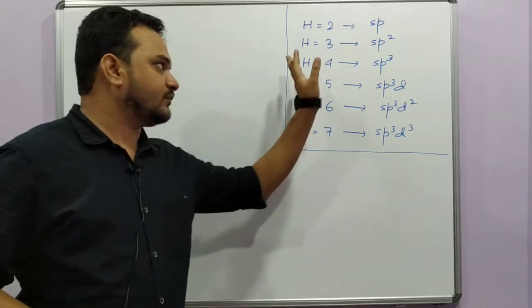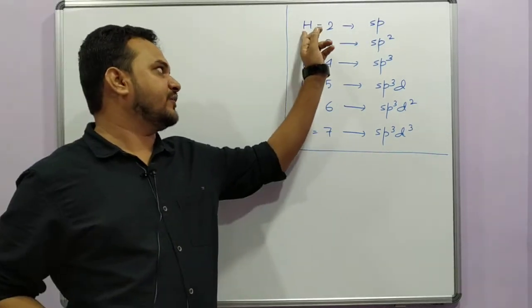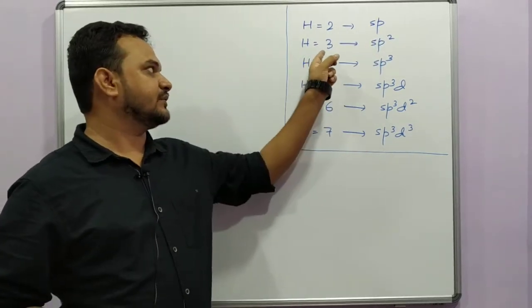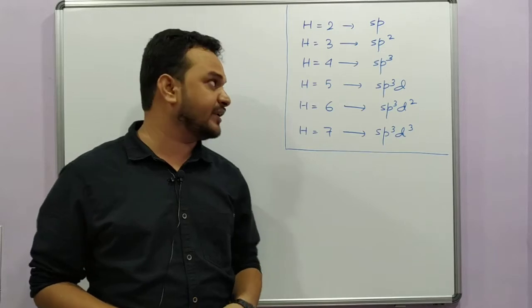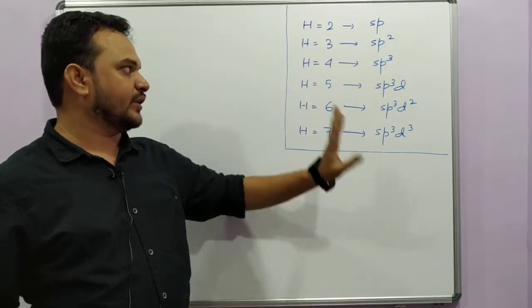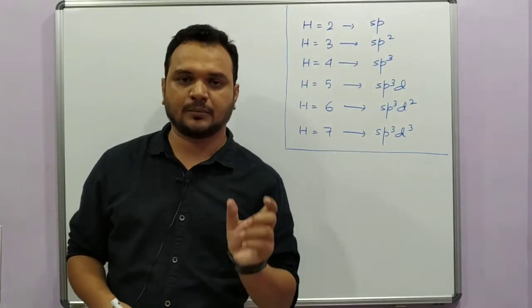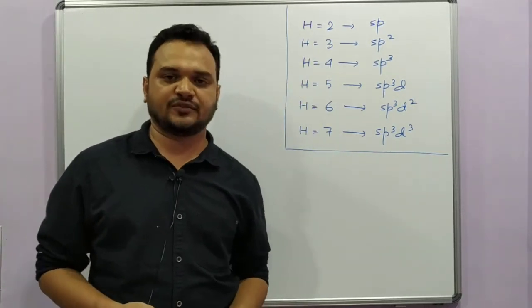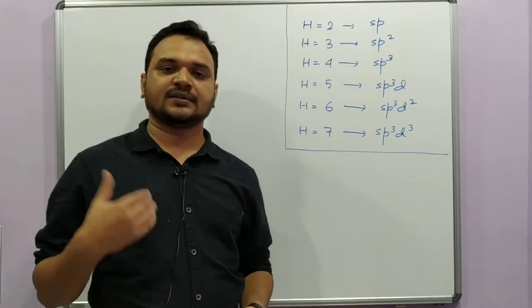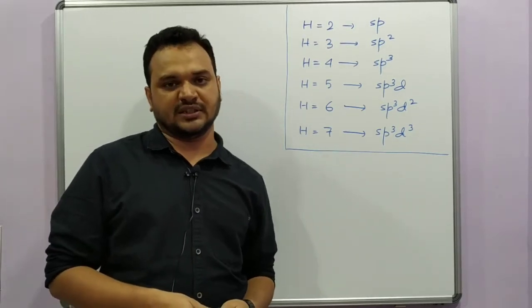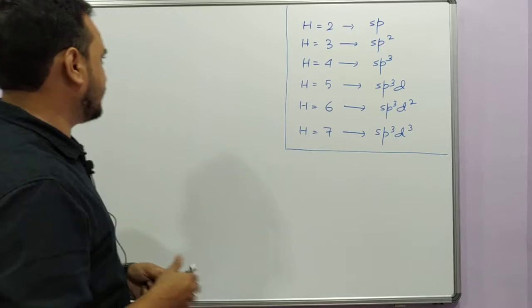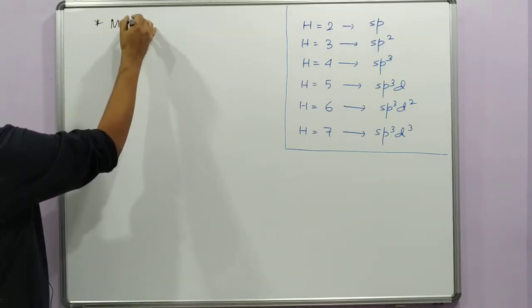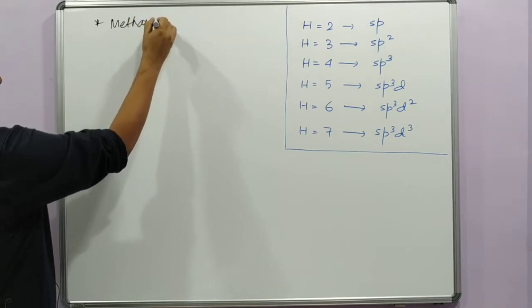Now here we have the formula. If the H value obtained is 2, it gives you sp hybridization. If H equals 3, it gives you sp2 hybridization, and so on. So our first task is, from the molecular formula we have to find the value of H. Once the H value is obtained, we can then say the hybridization of the central atom of the molecule. Now take the first example, methane, CH4.